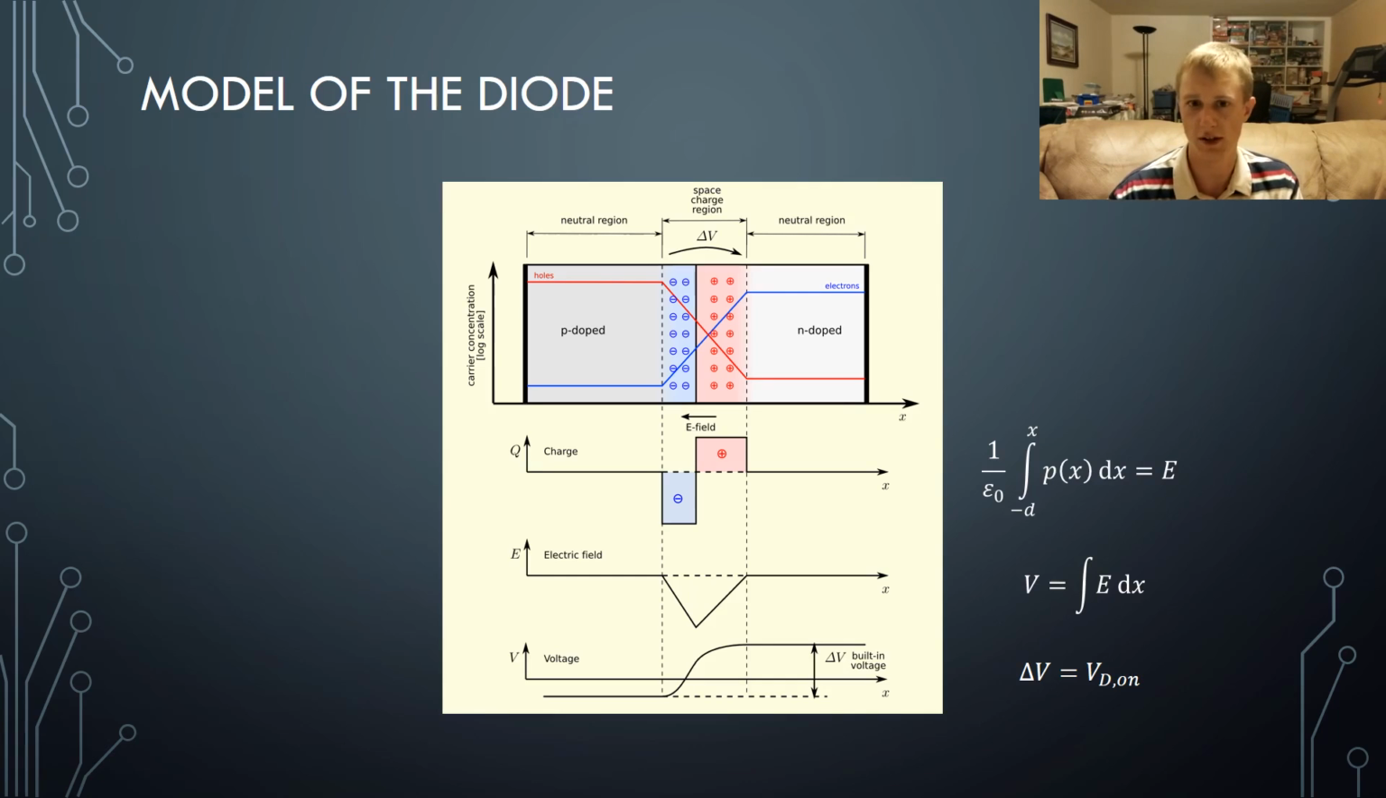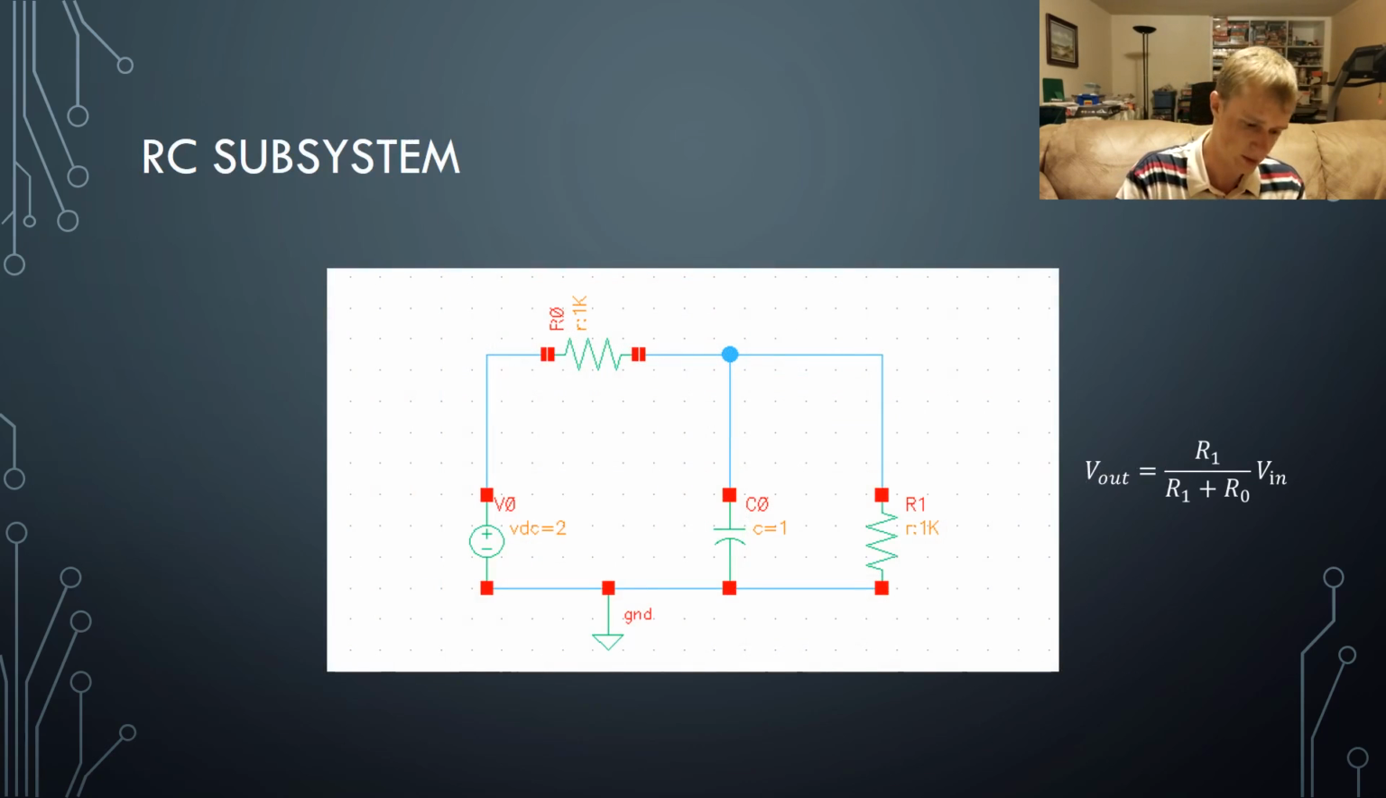Now let's look at the RC subsystem. The purpose of this system is to store charge. Let's begin by looking at whether or not the system is linear and time invariant. Once again, this system is obviously time invariant because none of the components depend on time. You will always get the same output no matter when you run the system.